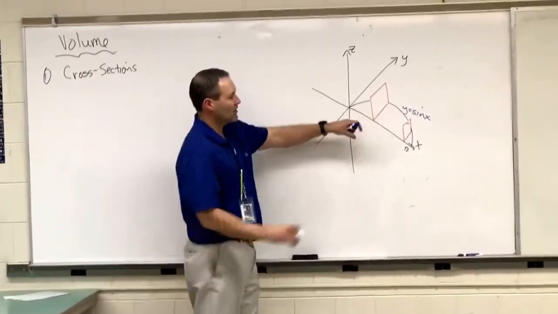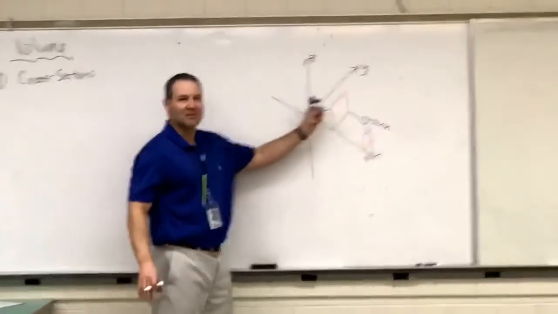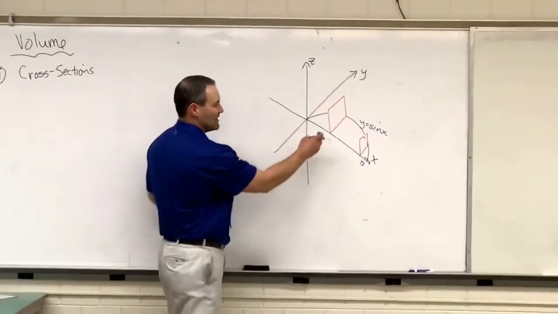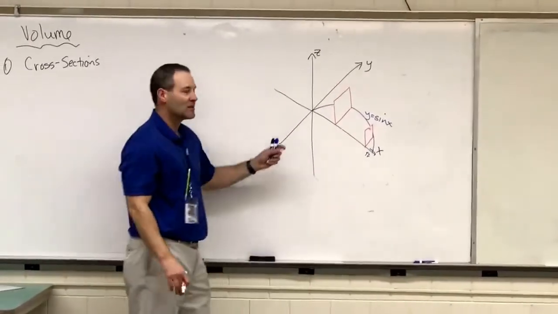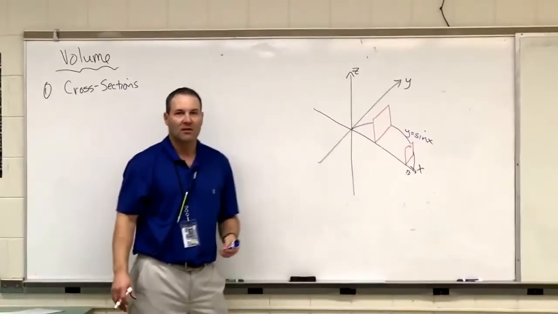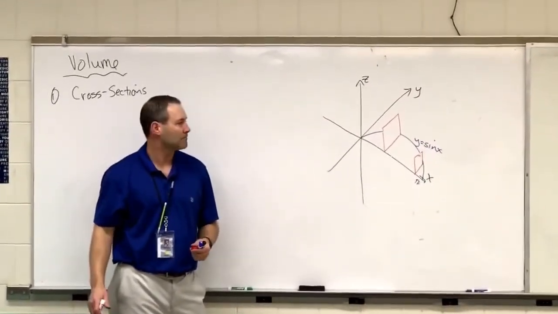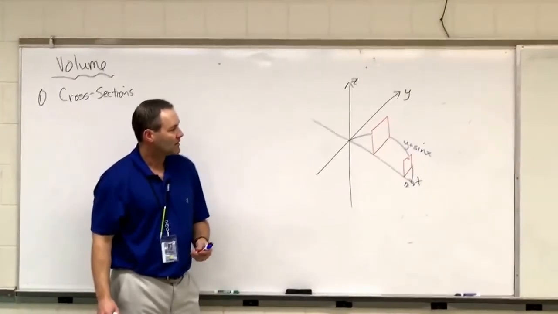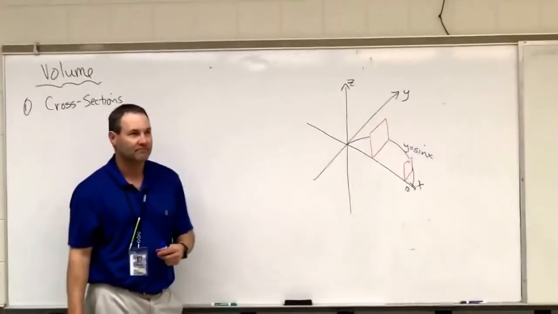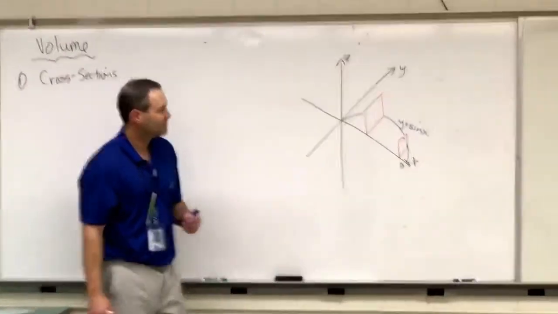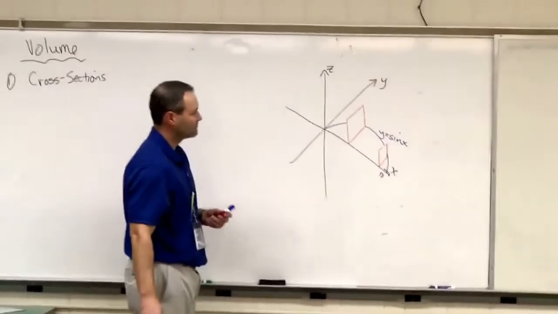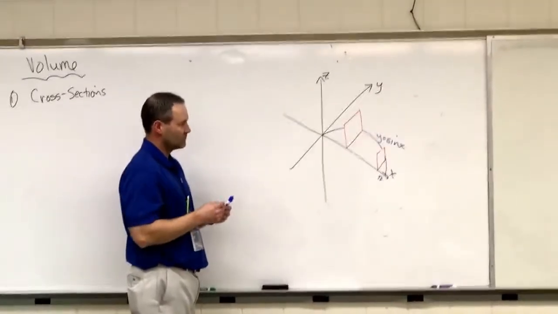Okay, so each cross section is going to be a square whose base is between the x-axis and sine x. So all of these squares are different sizes. They're squares, but they look like diamonds, because it's 3D. Think of the flat base on the ground and the squares coming up.